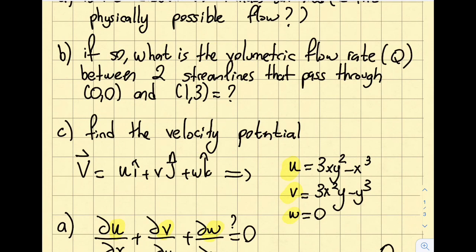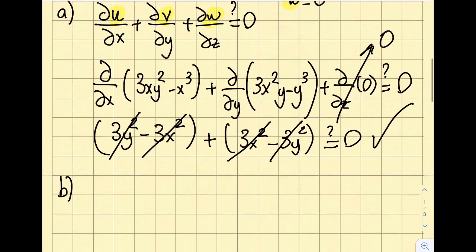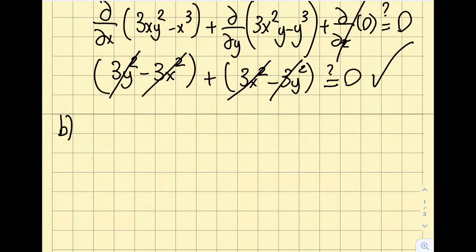What is the volumetric flow rate between two streamlines that pass through (0, 0) and (1, 3)? The first thing that I'm going to do here is find my stream function. From the stream function, I'm going to go to the streamline. After I find my streamline, we cover the equation that relates the volumetric flow rate to the streamlines. So I will have to exercise all components of what we covered. Okay, let's go ahead and find our stream function.